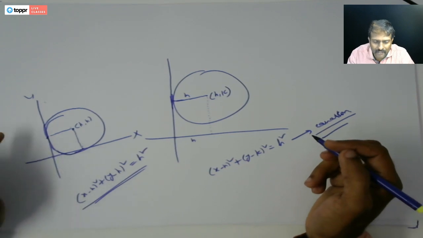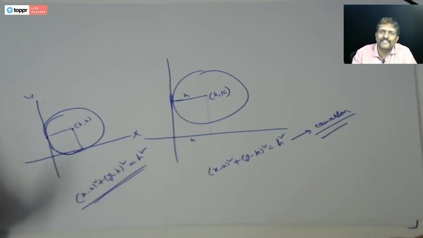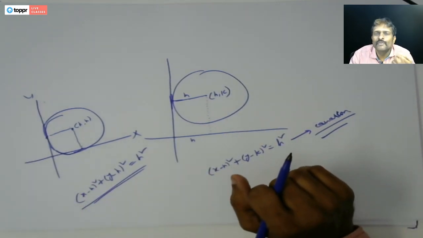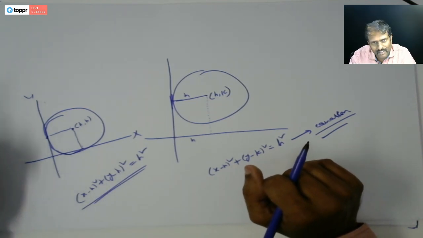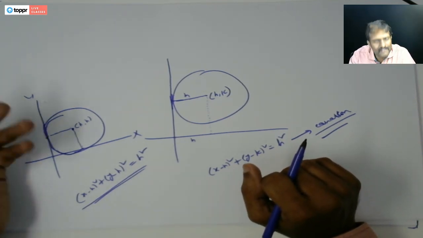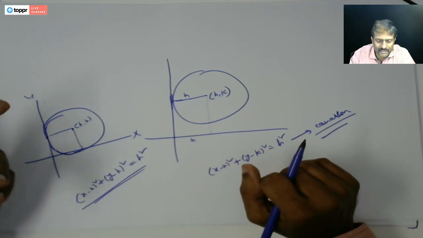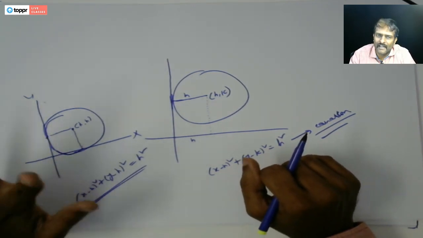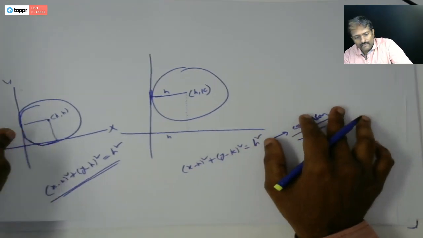Here the center is h comma h and the radius is also h. This is another case of equation of the circle when it is touching the axis. So now you have seen the equation of the circle when it touches x-axis, when it touches y-axis, and when it touches both the axes, right? Good.